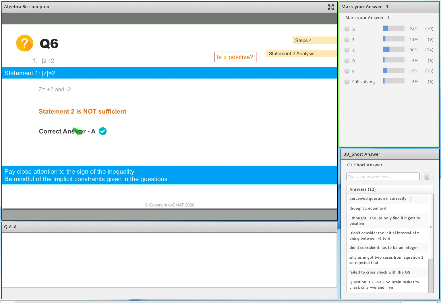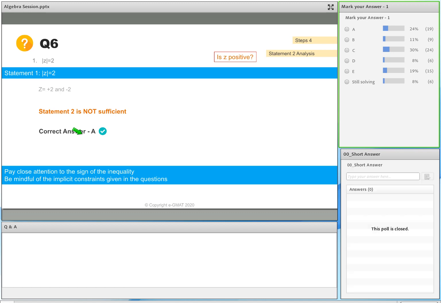So the answer is A. Everybody who marked B and who marked D, that's 19% of you. Why did you think the second statement was sufficient? I only want responses from people who marked B and D. Come on, tell me why you thought the second statement was sufficient. This was the one statement that was easy to reject.